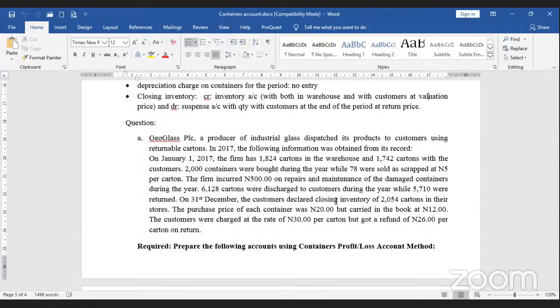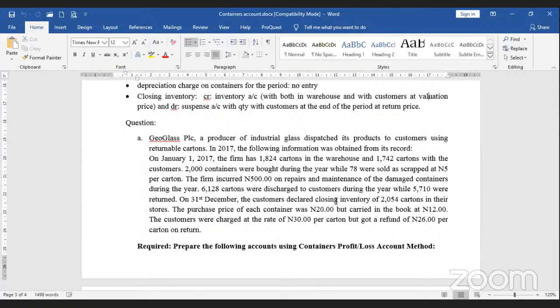The firm on January 1st, 2017, the firm had 1,824 cartons in the warehouse and 1,742 cartons with the customers. 2,000 containers were bought during the year, while 78 were sold as scrapped at 5 naira per carton. The firm incurred 500 naira on repairs and maintenance of the damaged containers during the year. 6,128 cartons were discharged to customers during the year, while 5,710 were returned. On 31st of December, the customers declared closing inventory of 2,054 cartons in their stores.